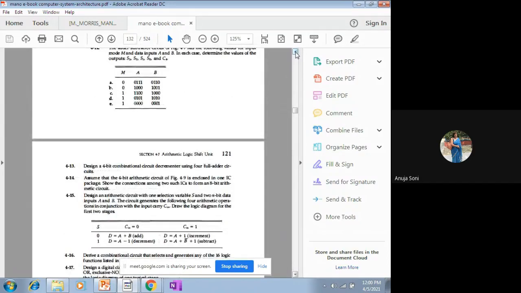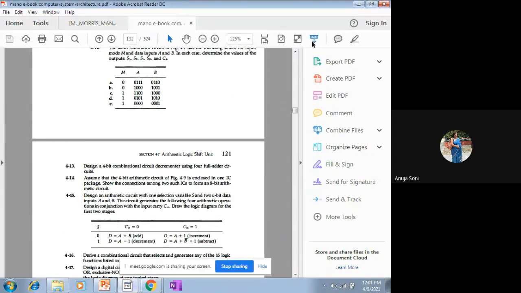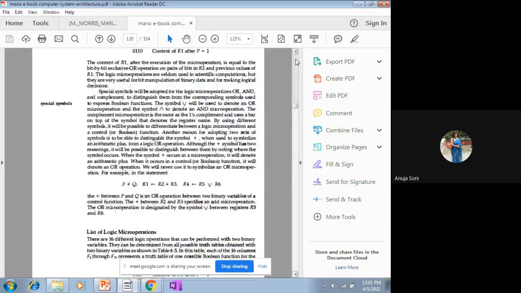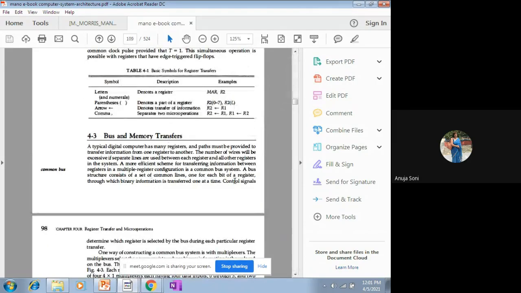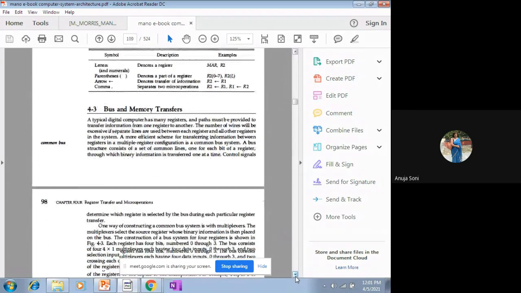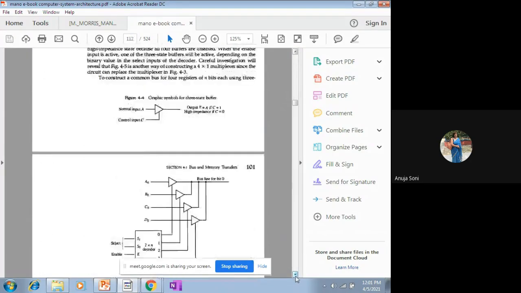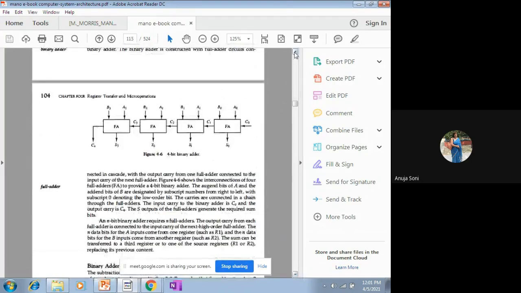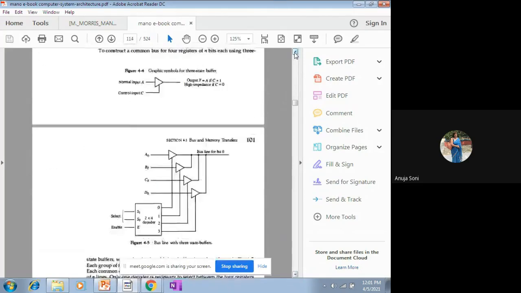Now I am coming to the next topic of the same chapter, that is section 4.3. It is extremely important. Let me see whether it's there in your course. 4.3 is not in your course. You can leave this section. And now I'm coming to section 4.4. Binary adder is very important. I hope it should be in section 4.4.